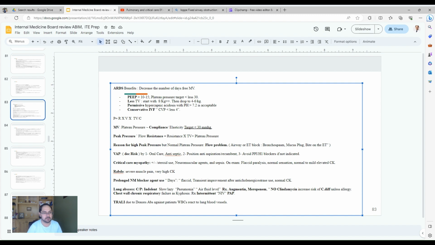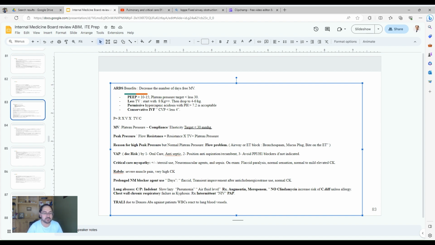There are questions about ventilator-associated pneumonia, how to decrease the risk: oral hygiene, anti-aspiration positions, avoiding the use of PPIs and H blockers. Critical care myopathy: paralysis and weakness after an ICU admission, prolonged hospitalization in the ICU.